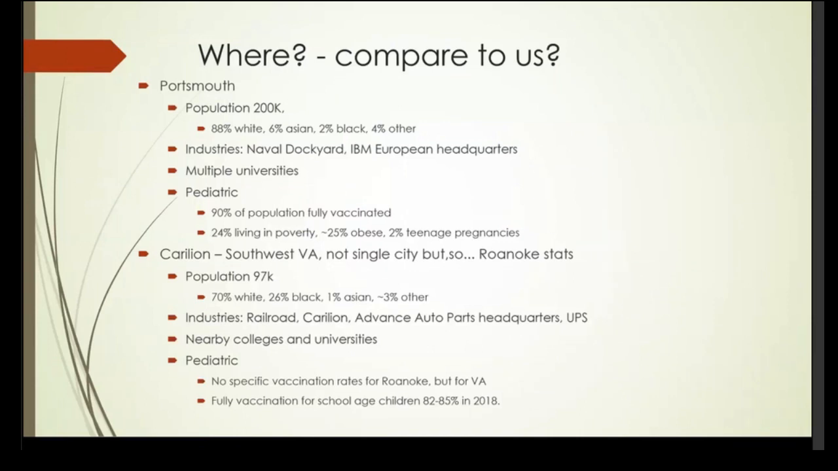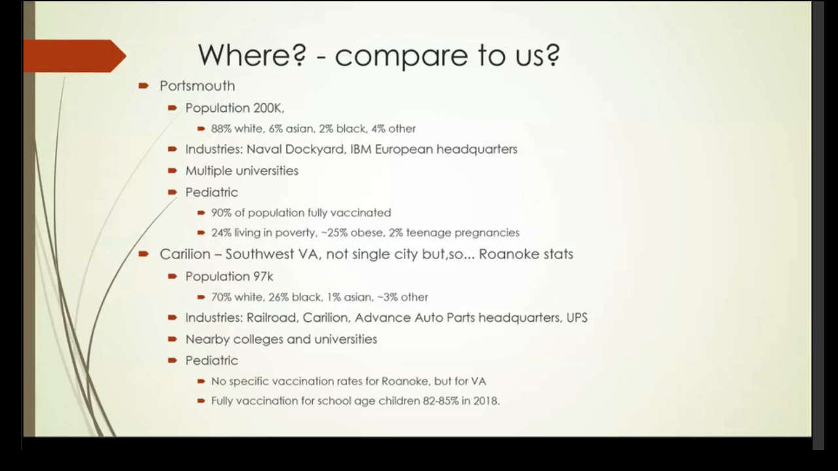So Portsmouth, England is a population of 200,000. The majority are white, of white descent, 88%, 6% Asian, 2% Black. Primary industries are going to be the naval dockyard and IBM headquarters. There are multiple universities. But the big thing to look at for us is going to be that pediatric population. For the English vaccination schedule, 90% of this population are reported as fully vaccinated. 25% live in poverty, 25% are obese, and 2% have teenage pregnancies. So I tried to pull similar data and information for Carilion. Carilion expands over most of Southwest Virginia, so it's harder to pull specific facts.